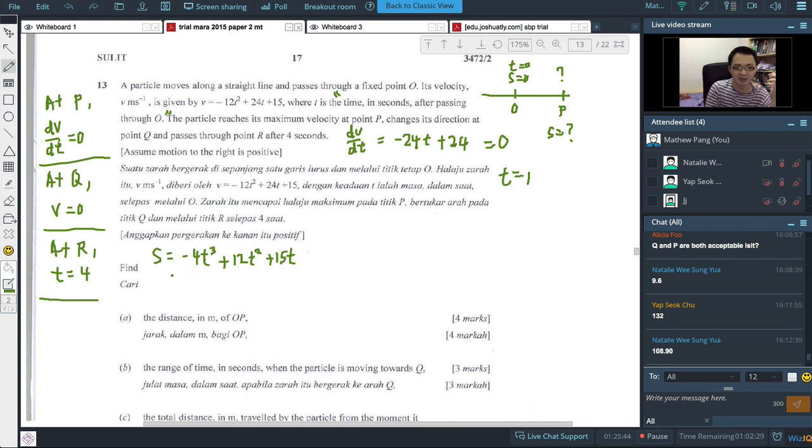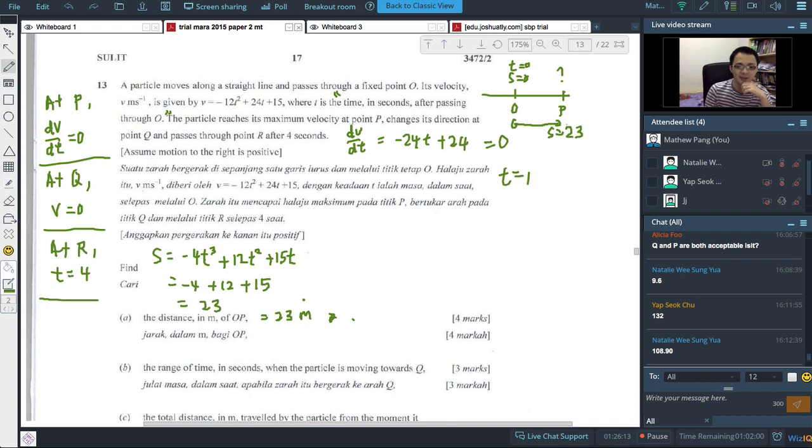Okay, so I substitute 1 here. Negative 4, this is 1, plus 12, plus 15. So this is 27 minus 4, it will be 23. So P will be located at 23. Okay, not so hard. So displacement of P is 23. So from O to P is 23 distance. So OP equals 23 meters.